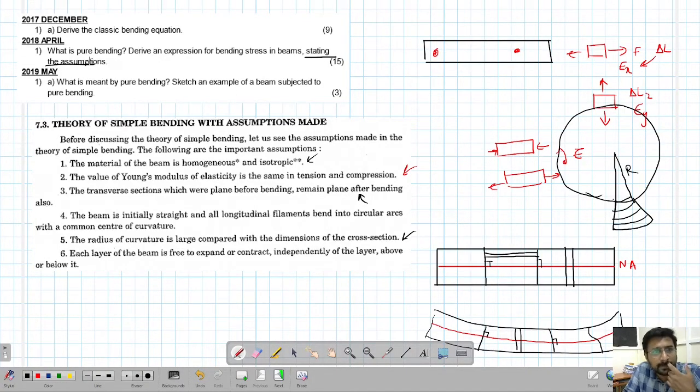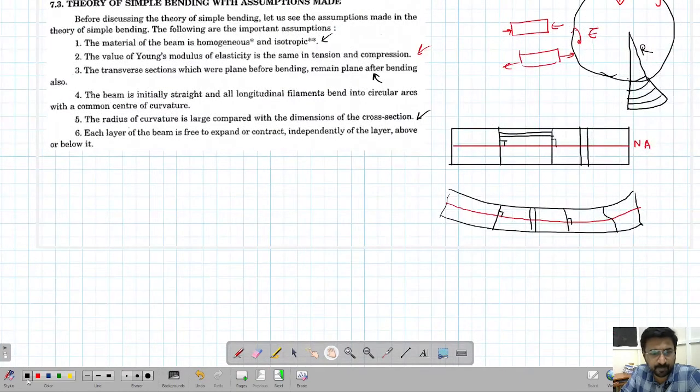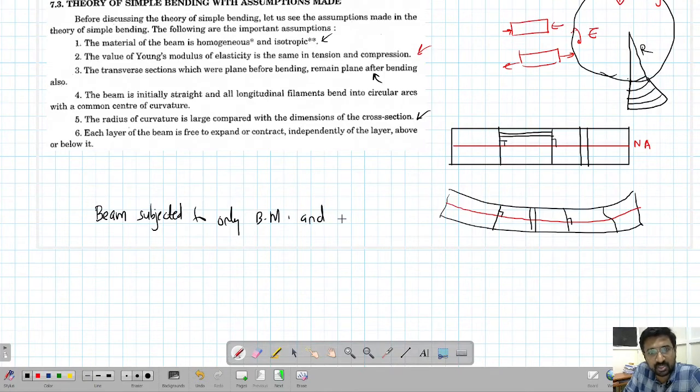Now, what is pure bending? That is another thing that I have to deal with in this video. Pure bending is nothing but a beam subjected to only bending moment and no shear force. So how can that happen? That can happen in many ways.